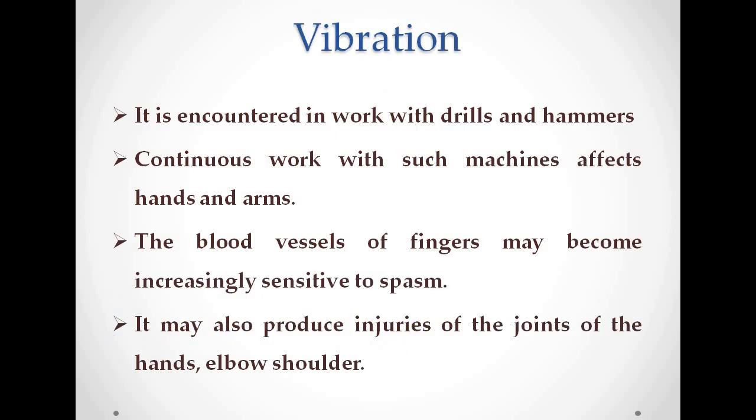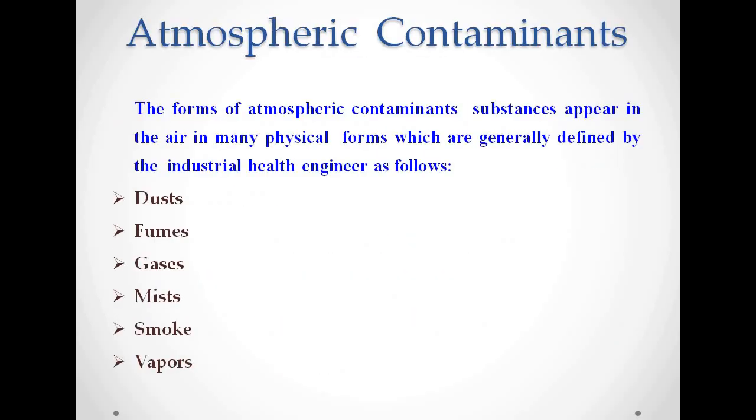Now let us come to vibration. This is encountered in work with drills and hammers. When the worker works continuously with such machines, it affects the hands and arms. So the blood vessels of the fingers may become increasingly sensitive to spasm. It may also produce injuries of the joints of the hands, elbow and shoulders.